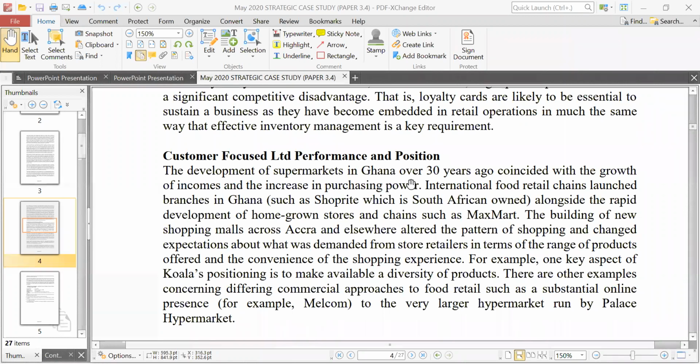And another thing that this paragraph shows us is how these organizations or these stores position themselves in the market, right? And it says for Koala, it positions itself by making available a diversity of products. So if you enter Koala, you should get everything. So that's how it positions itself. So the question is, how has Customer Focus Limited positioned itself, or how best can they position itself?